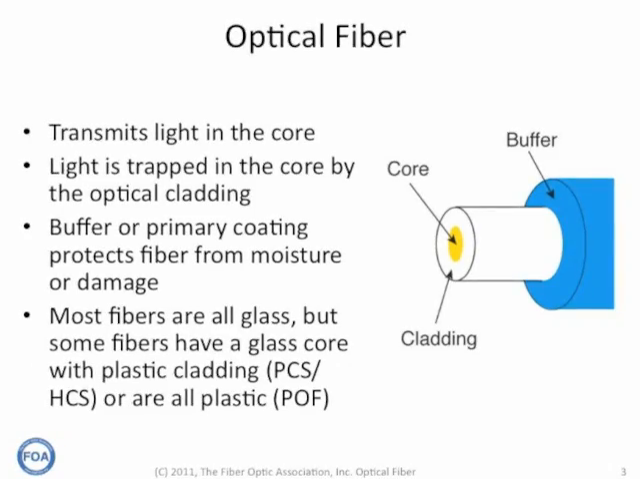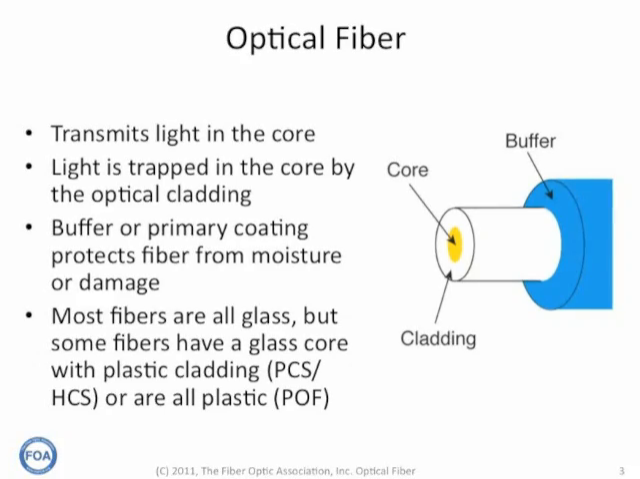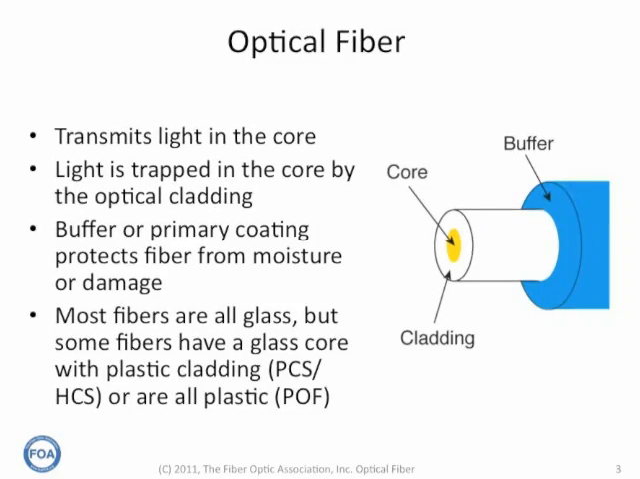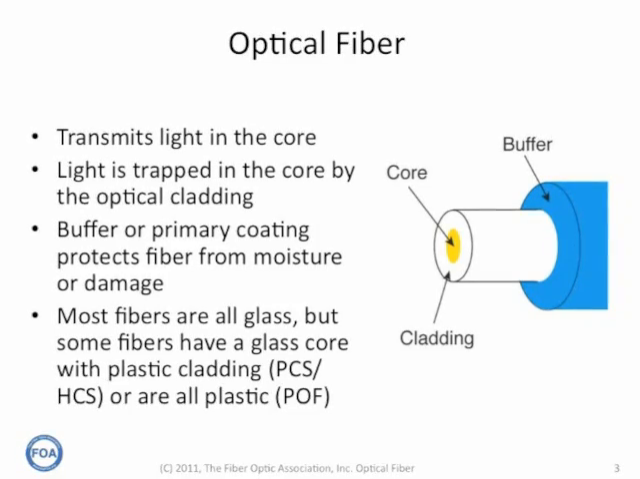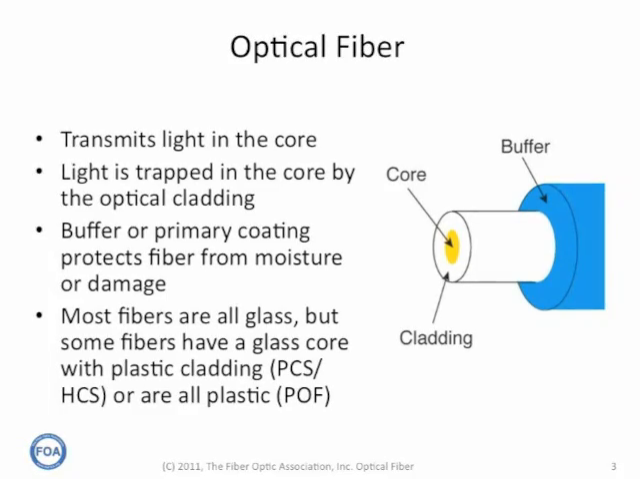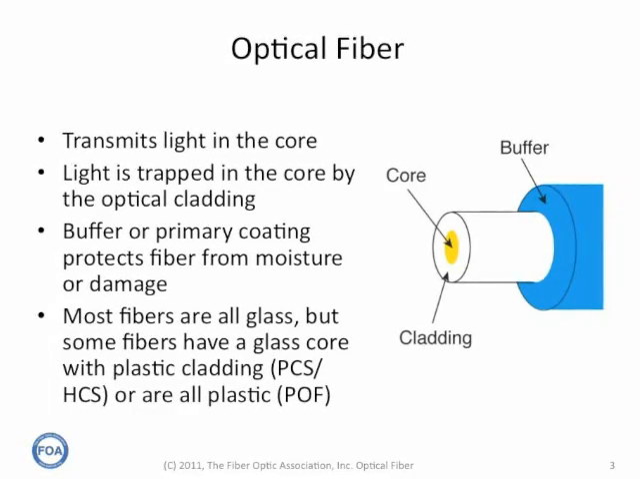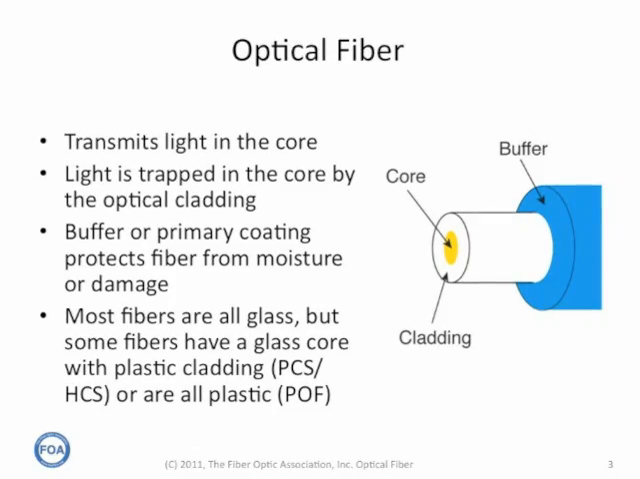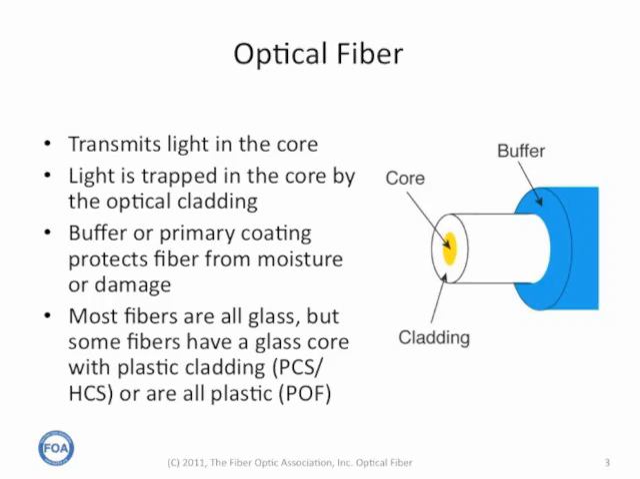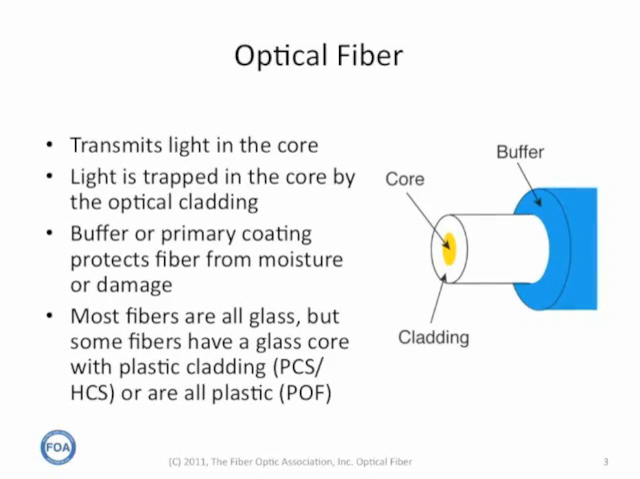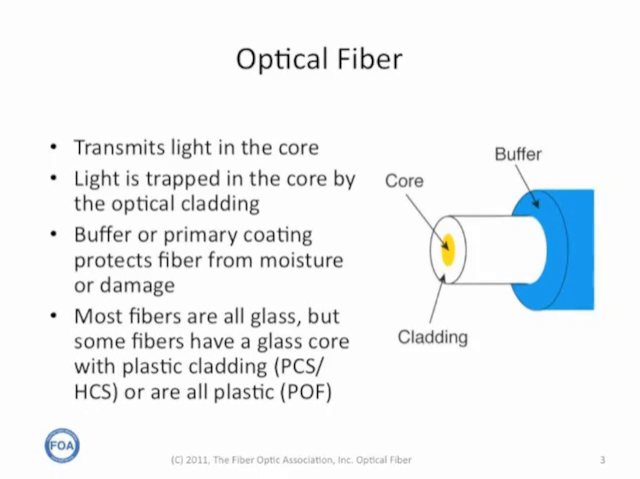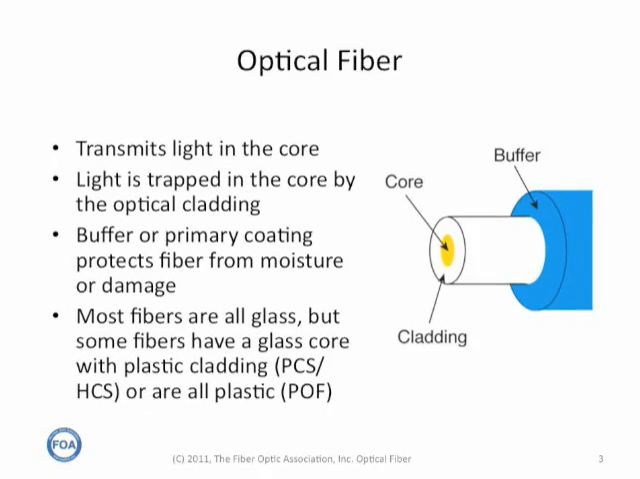Within the optical fiber, the light is transmitted in the core. It's trapped in the core by the optical cladding that surrounds it. On top of that, there's a buffer or a primary coating, usually made out of an acrylic plastic, that protects the fiber from moisture or damage. This is what we strip off when we prepare the fiber for termination or splicing. Most fibers are all glass, but some fibers have a glass core and plastic cladding, and some are all plastic, the ones we call POF.